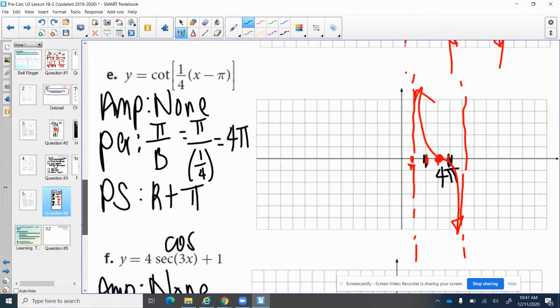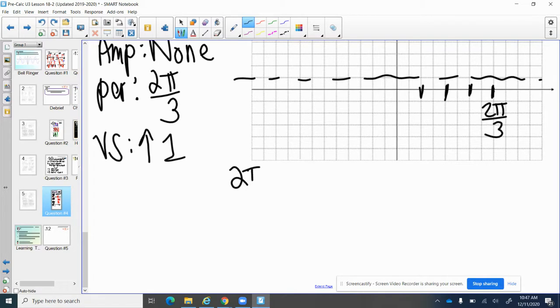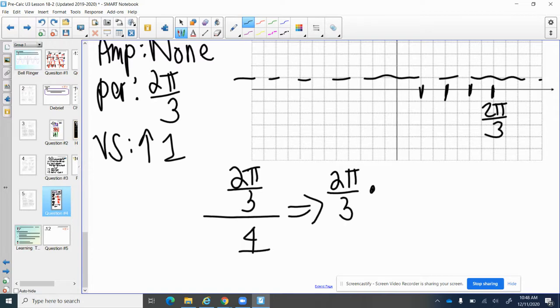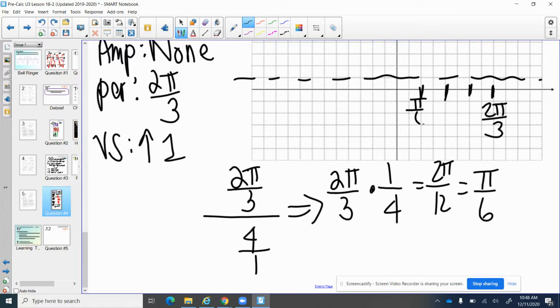Now, to set your scale, what you're going up by each time, remember 2 pi over 3 divided by 4 is really the same thing as saying 2 pi over 3 times 1 over 4, because that's the reciprocal. And so 2 pi over 12 is really a scale factor of pi over 6. So kind of a gross value. And then 2 pi over 6 is actually pi over 3. 3 pi over 6 is pi over 2. And 4 pi over 6 reduces to 2 pi over 3.